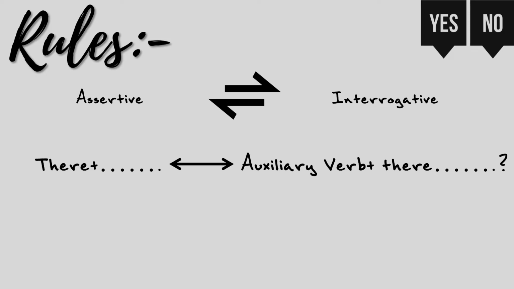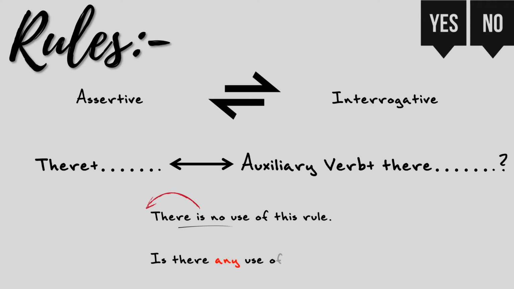That's all. For example, if I say there is no use of this rule, here we can see that there is an auxiliary verb which is also the main verb of this sentence. We must bring it before the subject and change the negative word no, as we have already known that no will be transformed into any while making it an interrogative sentence. That's why the yes-no question of this statement will be: is there any use of this rule, question mark.